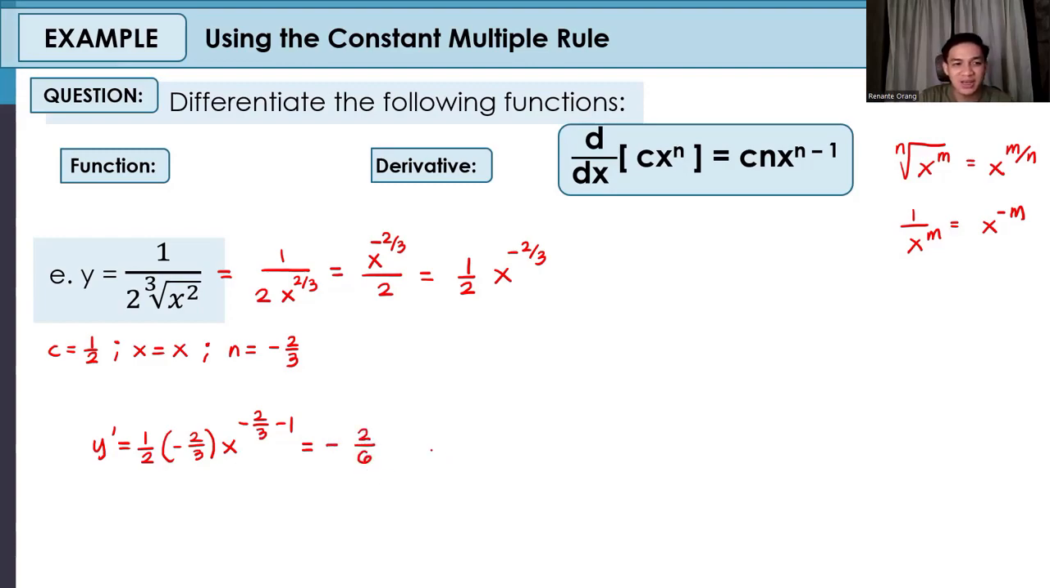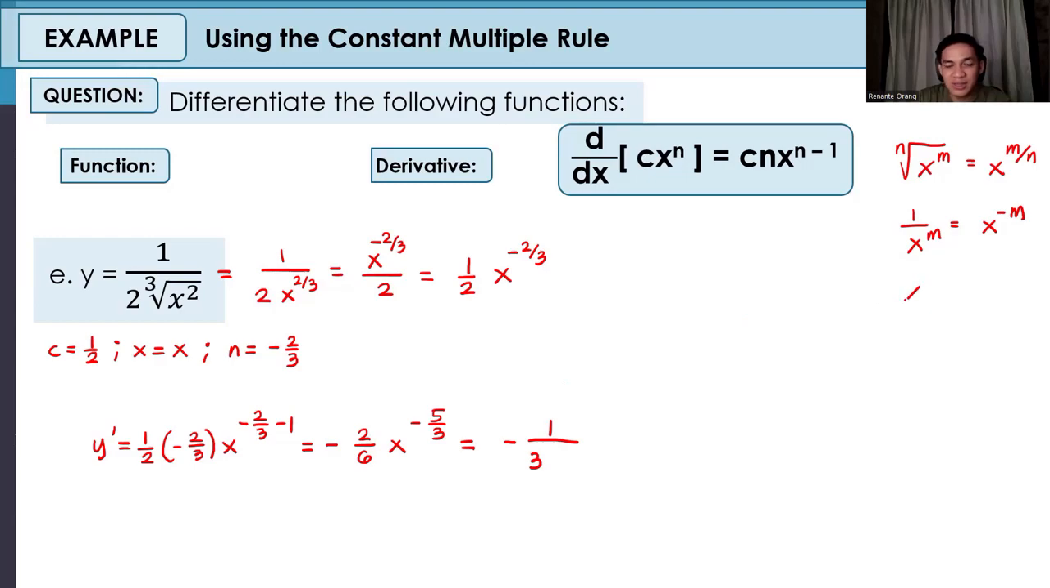Again, pwede mo niyang i-calculator. X raised to the power of negative 2/3 minus 1. That is negative 5 over 3. Pwede mo ulit i-calculator if hindi ka sure. Tapos, simplify natin, class, that is equivalent to, etong 2 over 6, masisimplify siya. 2 divided by 6 is magiging 1/3. So, magiging negative 1, then third.